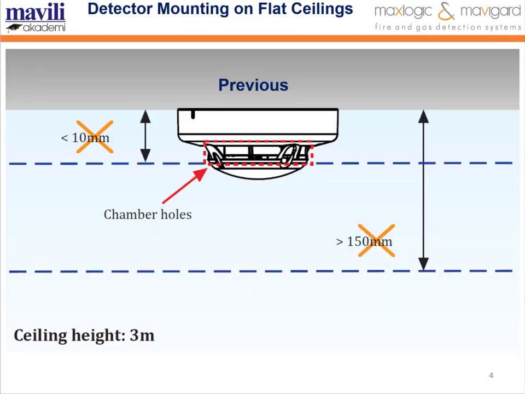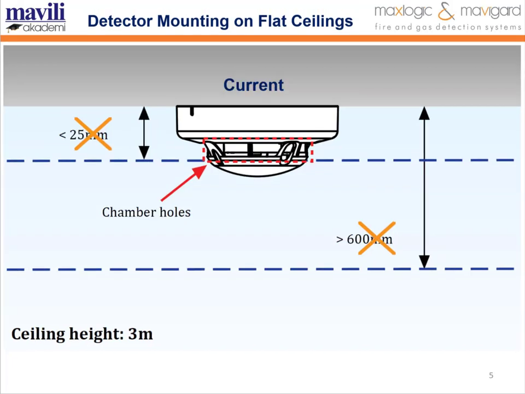Detector mounting on flat ceilings. The previous standard said that sensitive elements of detectors should not be installed 10 mm below the ceiling, and for smoke detectors, 150 mm below the ceiling. EN 54-14 is a general requirement about flat horizontal ceilings. In general, the performance of heat or smoke detectors depends on the presence of a ceiling above the detectors. For this reason, detectors should be placed so that the sensitive elements are 25 mm below the ceiling and in the top 10% of the room height.